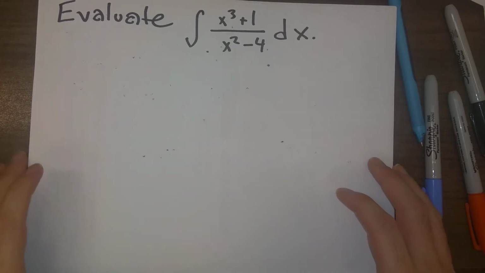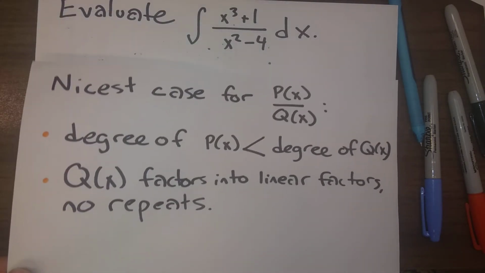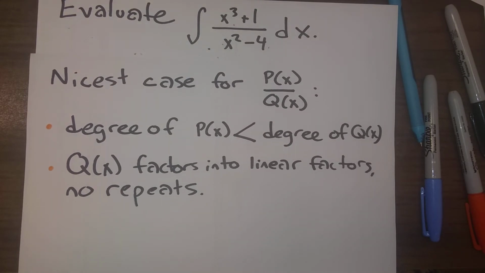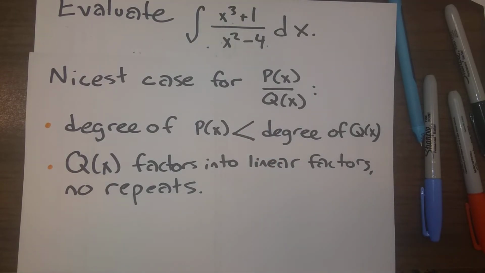Another problem to look at is this one here. Evaluate the integral of x cubed plus 1 over x squared minus 4. So let's take a look at this criteria for is this nice or not. The denominator is nice. It factors into x plus 2 times x minus 2. That's nice. But we don't have this first one. The degree of the numerator is bigger than the degree of the denominator.